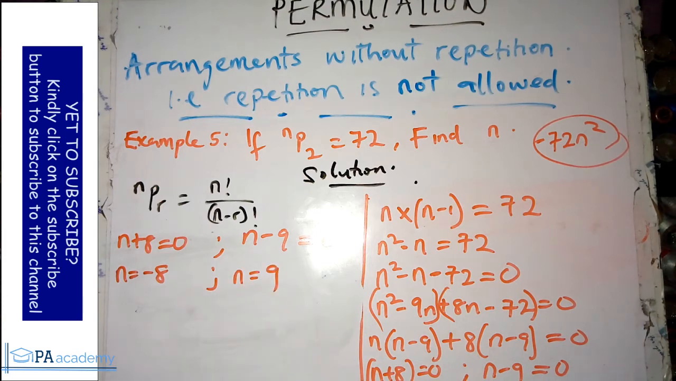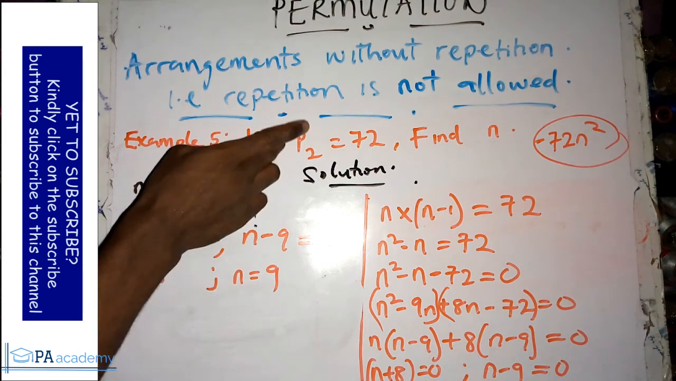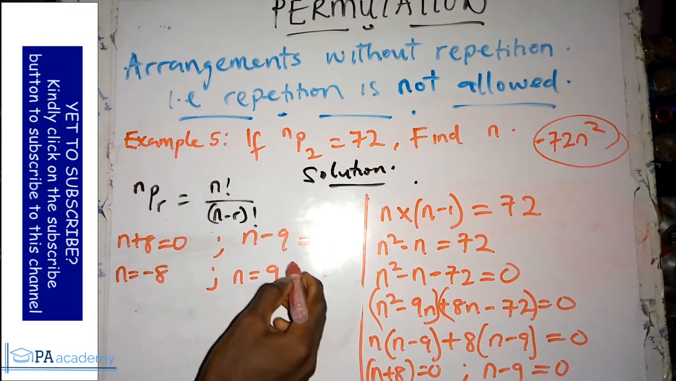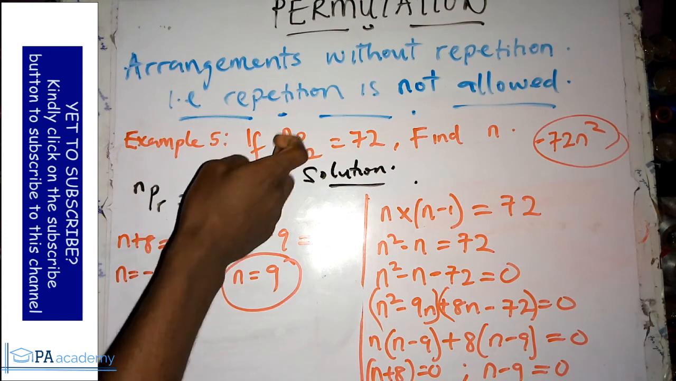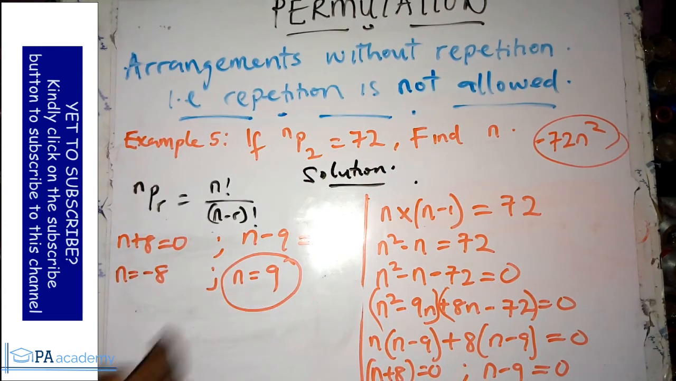So now we have two values for n. But look at it, our n is minus 8 and our n is 9. Which of them do you think will be the answer to represent the n here? Because we are having a positive value of n, unlike minus 8, we cannot have minus 8 here. Instead we will have 9. So the answer to this question is n equals 9.